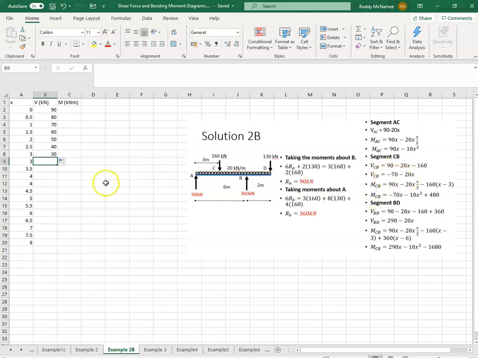So it's here, minus 70 minus 20x, equals minus 70 minus 20 multiplied by x. And we copy that down to, where does that go, to 4 meters. Okay, so this is the 4 meter then. So between B and, sorry, that should be 6 meters. It should be 6 meters.